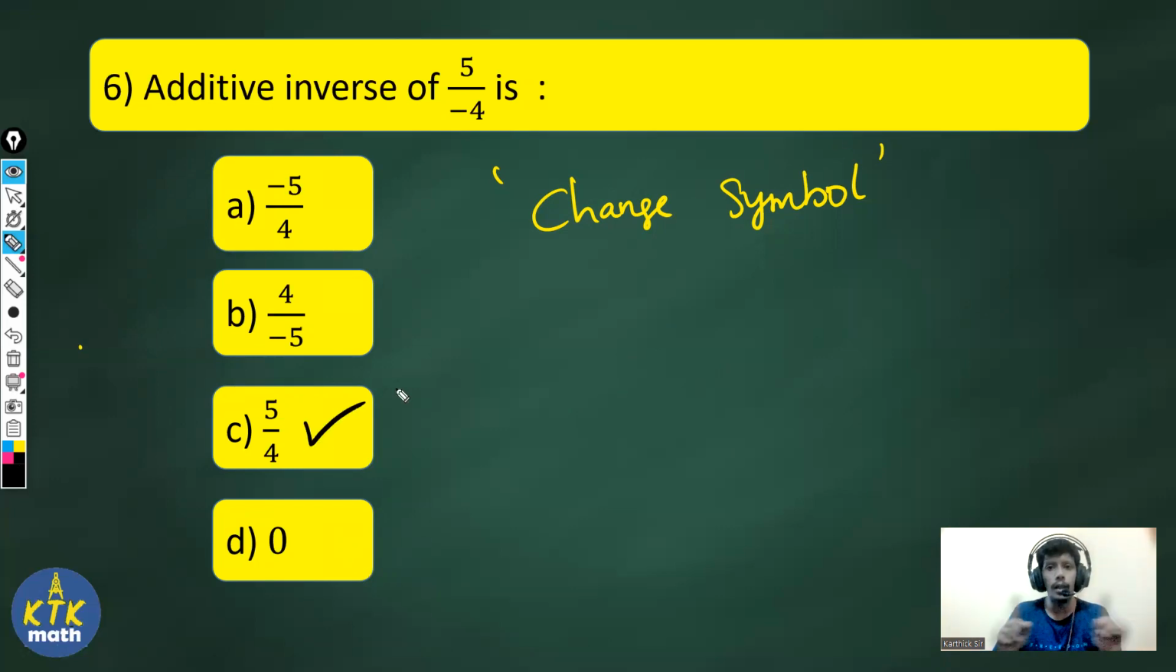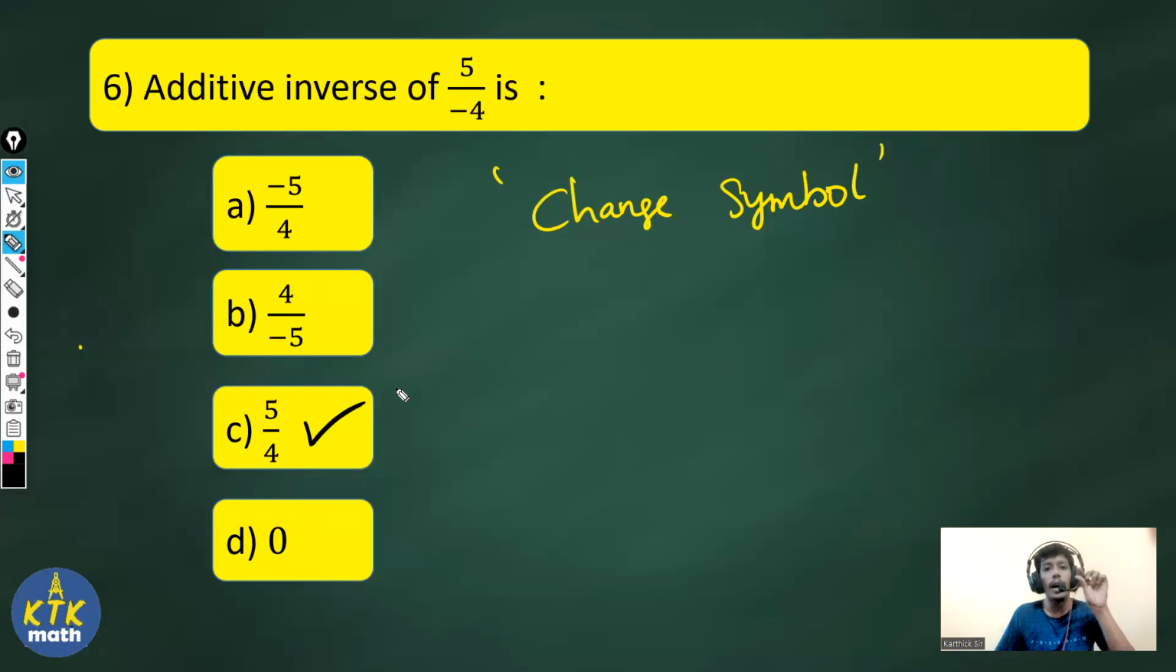Don't ever reciprocal. Okay, the additive inverse concept means you need to change the symbol. No need to reciprocal. Reciprocal means you should not change the symbol, but rotate the fraction upside down, whatever rational number they are giving. They both are different. Don't confuse, because many students used to confuse.